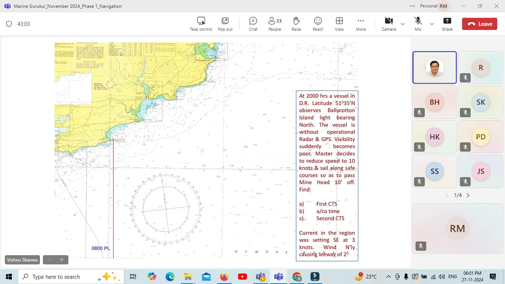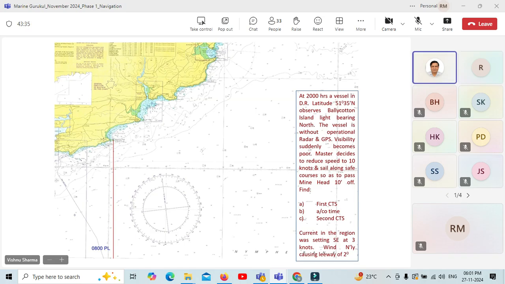Now, what have you done? This is the 8 o'clock PL; you know you're south of this Ballycotton Island light. In exams, the PL will be suitable. In real life, I told you, every PL may not be suitable. So don't unnecessarily push yourself on board the ship to use single PL navigation. Single PL navigation is subject to the suitability of the PL and, of course, the approval of the master.